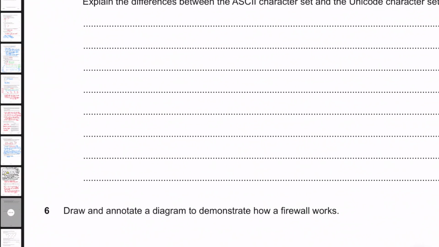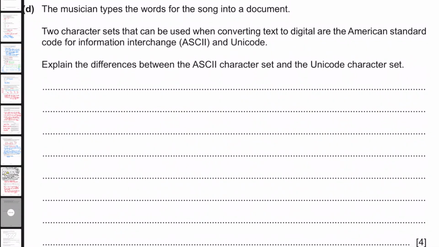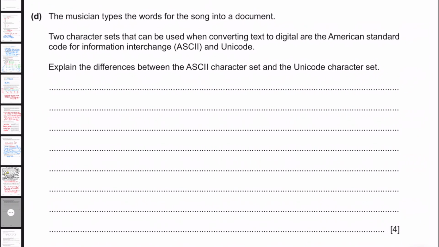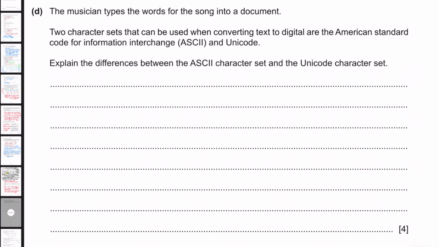Okay, D, the musician. We're still talking about the musician. The musician types the words for a song into a document. So we're not doing sound anymore. 2 character sets can be used when converting text to digital, and these are American Standard Code for Information Interchange, ASCII, and Unicode. Explain the difference between ASCII character sets and Unicode character sets.